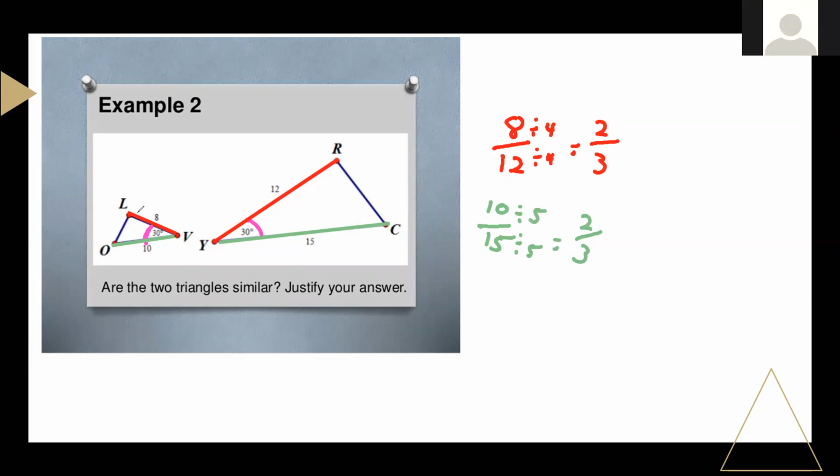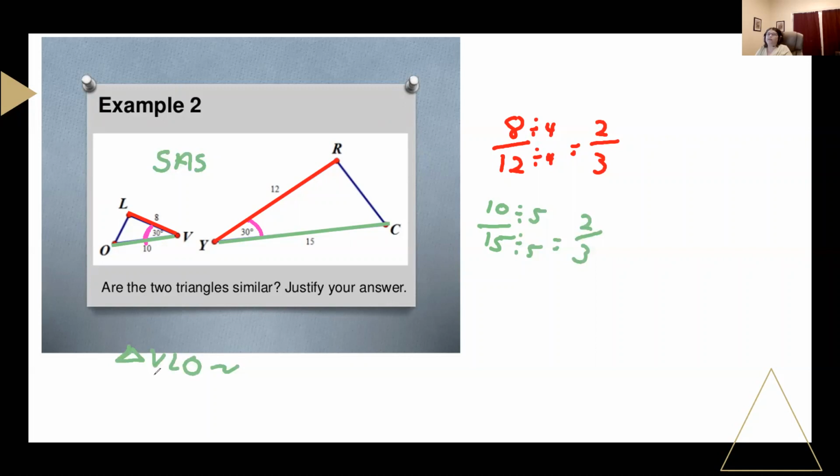And they are similar because we have a side and a side that are proportional. We have an angle in between, and then we have another side. So this is called side, angle, side. And if I wanted to write the triangle similarity, if I put VLO, and I'm saying it's similar, this little squiggle means similar.